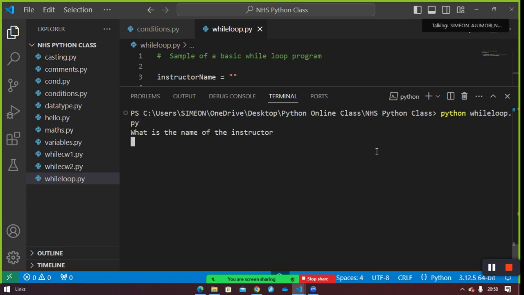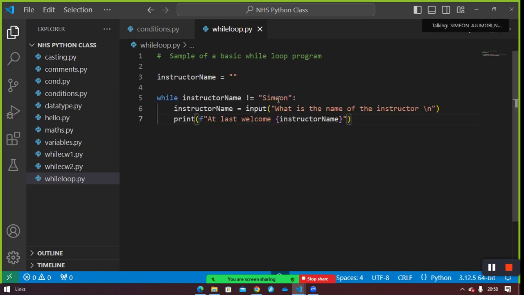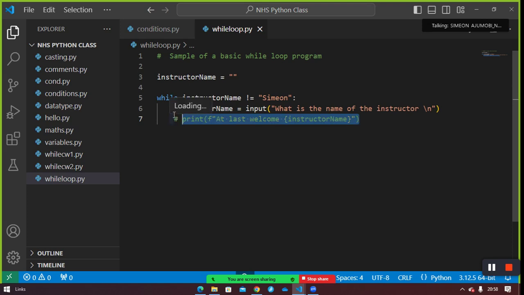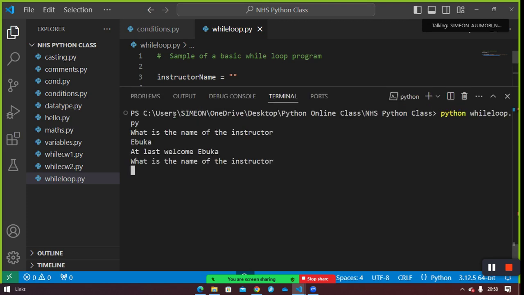What is the instructor name? I'm going to be giving Ebuka. It will not run. It will ask it again. It's supposed to be Simeon. Why is it picking Ebuka? I'm coming. Let me comment this one out. Let's see. Why is it picking Ebuka?